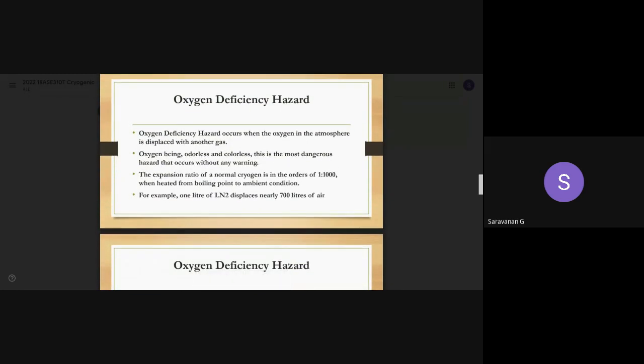The next one is oxygen deficiency. We have two things: oxygen enrichment also causes some hazards, and oxygen deficiency also causes some hazards. So let us start with the other hazard, oxygen deficiency.